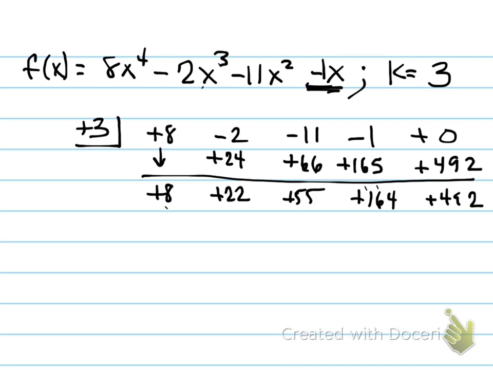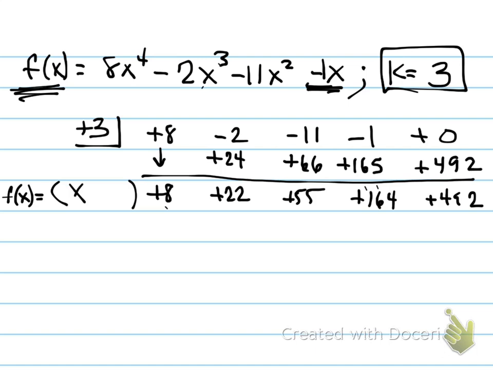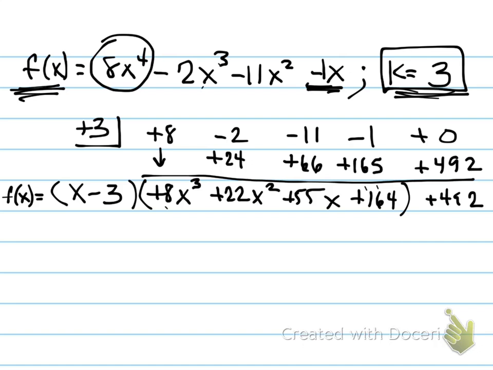But remember that anytime you have this f of x business, they want you to write it as f of x equals blah, blah, blah. So, f of x, which they already typed in for you, I need to put my x minus k. Well, they didn't give me x minus k, did they? They just gave me k. So what am I going to write down here? X minus 3. Exactly. If it's positive 3, then when you put it back into the x, it's going to be x minus a 3. Here's my quotient, but what's it missing? X's. Start off with x to the 3rd, so down here I'm going to get x to the 3rd, plus 22x squared, plus 55x, plus 164, and that whole thing is the quotient.